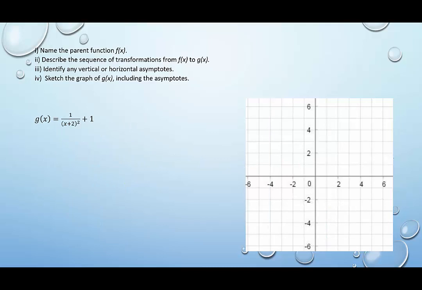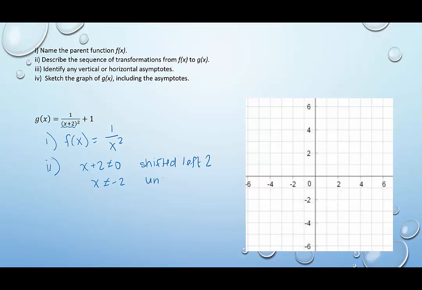Let's look at another one. First, what's the parent function here? The parent function is going to be f of x is equal to 1 over x squared. The sequence of transformations, so how is g different than f? Well, I see here we're going to have something going on in that denominator. If you don't really like using the transformations, you can say, well, I know that x plus 2 cannot equal 0, which means x cannot equal -2. What that indicates to me is that this graph is shifted to the left 2 units. So it's shifted left 2 units.